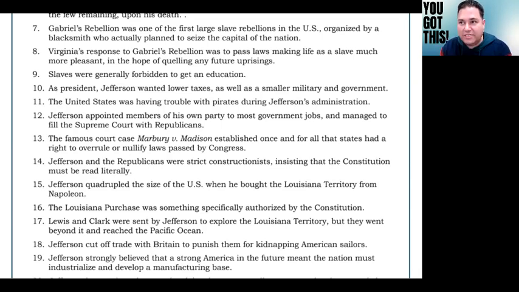Whenever the court steps in and says, government, whether it's the United States government or state government, what you're doing does not comply with the Constitution, that is using the power of judicial review. So number 13, you would make that true by saying the famous court case Marbury versus Madison established once and for all the power of judicial review. Just make sure you understand what judicial review is.